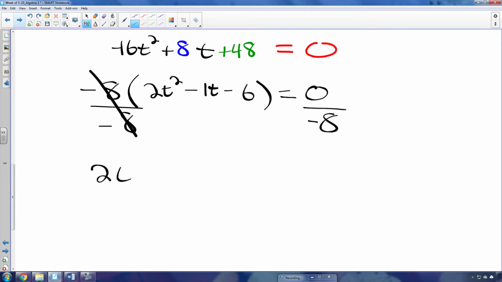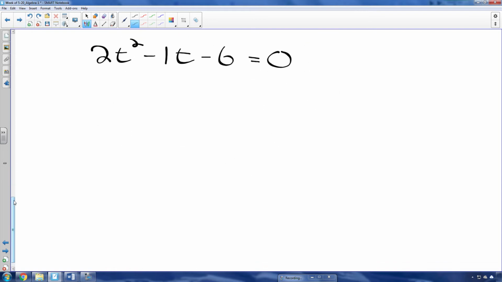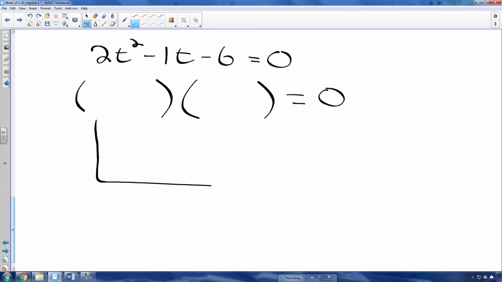So now we have 2t squared minus 1t minus 6 equals 0, okay? So we're going to look at that, and we're going to break that one down. Nicer looking problem now. And we're going to find the exact time when this diver hits the water. So we're going to use this method because we can't take anything else out.